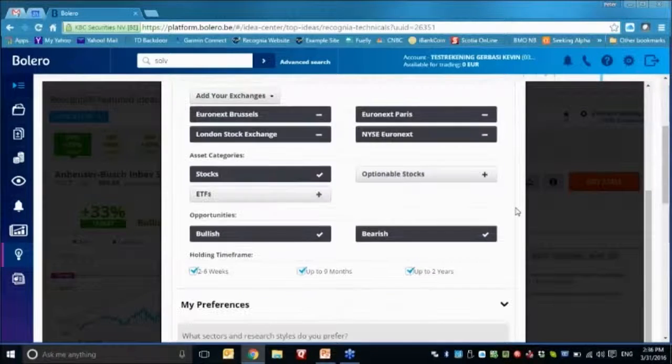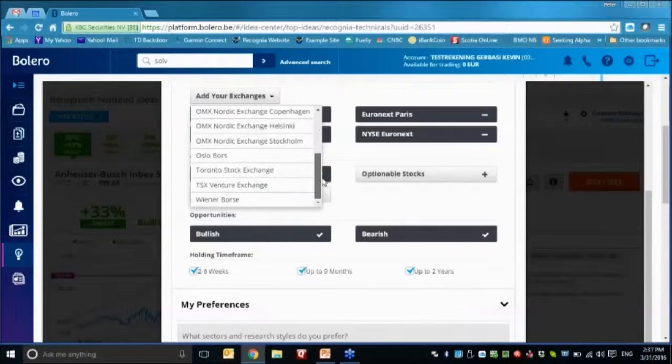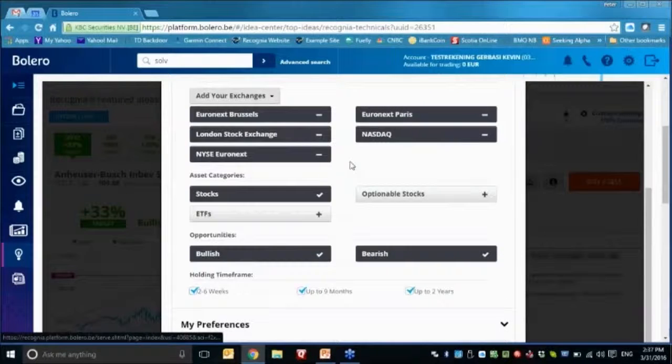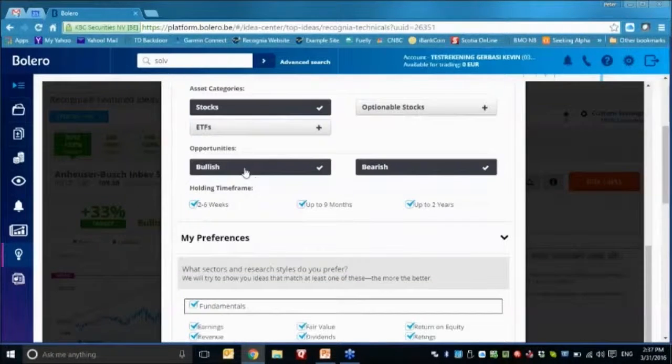As an example, what are the exchanges from which you would like to get your ideas? So I've selected here Euronext Brussels, Euronext Paris, the London Stock Exchange, and the NYSE Euronext. I could add other exchanges if I want, so perhaps I want to add the NASDAQ. So I've got that added as part of my ideas now as well. Asset categories, I said I'm looking for stocks. I said I want bullish ideas and bearish ideas, but if I'm just looking for bullish ideas, I'm very bullish on the market right now, I could say I want bullish ideas only.